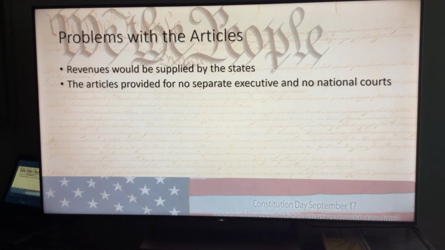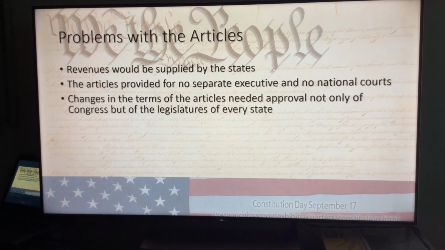The Articles provide for no separate executive and no national courts. So there is no executive to enforce the laws, and there's no courts to interpret those laws passed by the national government. So if there's no executive, no courts, how does it function? The Congress cannot go out and make people follow the law or interpret those laws. So you have a problem.